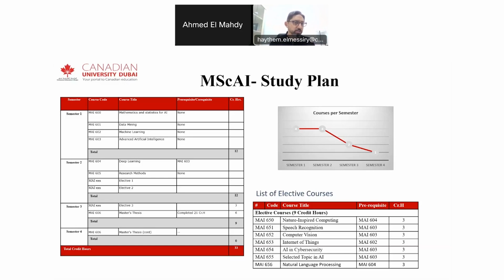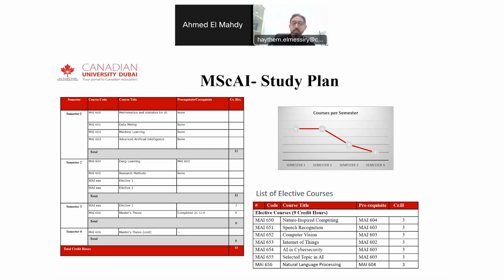As you can see, you're going to study data mining, machine learning, advanced artificial intelligence, deep learning, 1 mathematical course, and research methods. And then you're going to have 3 elective courses, which can be nature-inspired computing, speech recognition, computer vision, Internet of Things, AI in cybersecurity, selected topics in AI, and NLP, natural language processing. So you can see a diversity in the specialization.